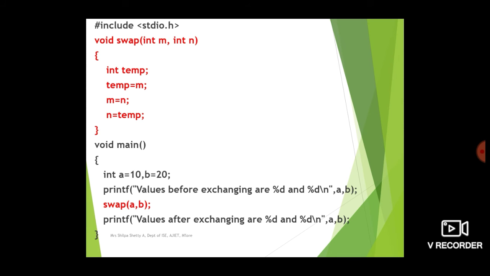Now let us see the main function here. void main, int a is equal to 10, b is equal to 20. These are the actual parameters here. Let us print the values of a and b before calling the swap function.